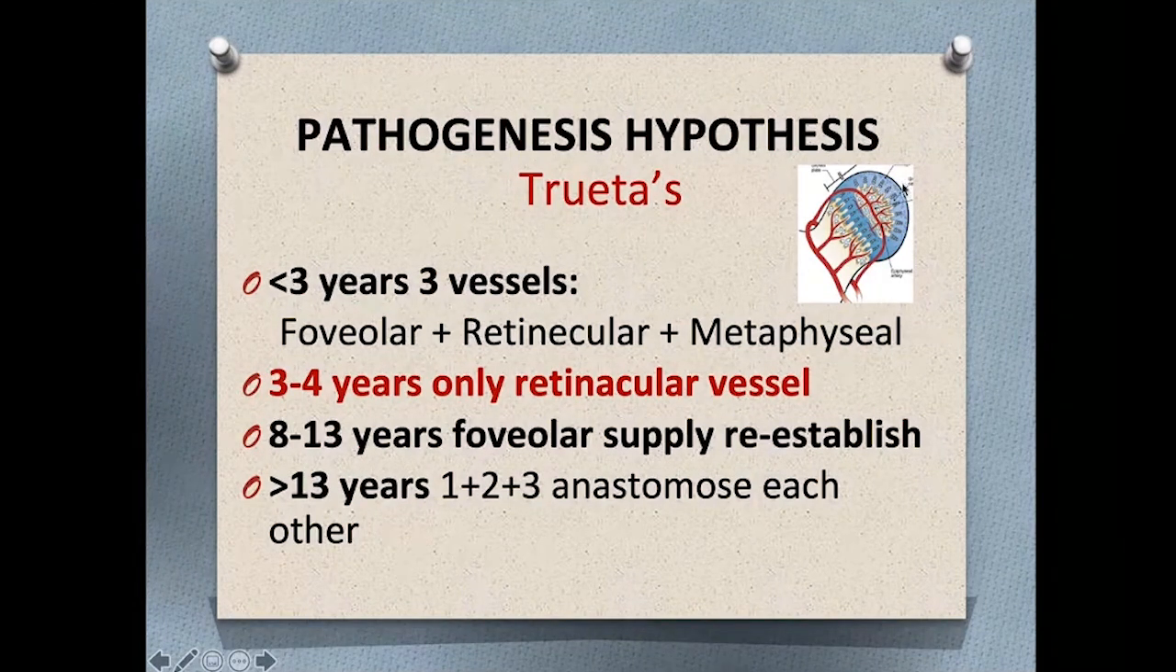So the foveolar artery and the retinacular vessels provide the blood supply to the secondary focus of the nucleus of the epiphysis, which later develops into the femoral head. The growth plate is mostly supplied by the retinacular vessels. And all these blood vessels are end arteries. They don't have communication with each other, but they are end arteries, and they supply where they end.